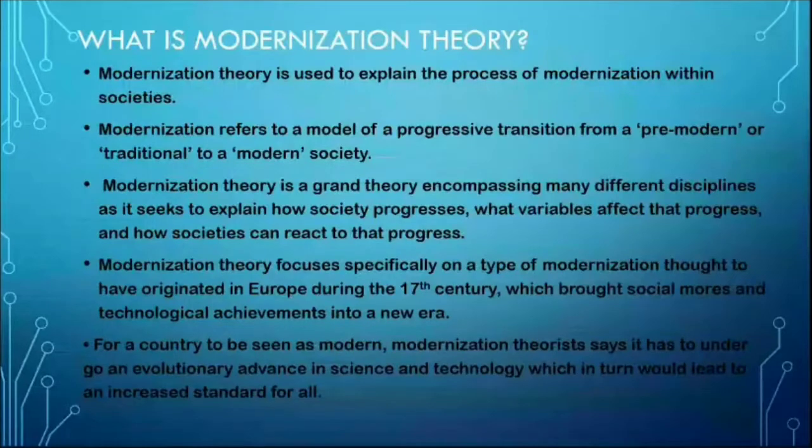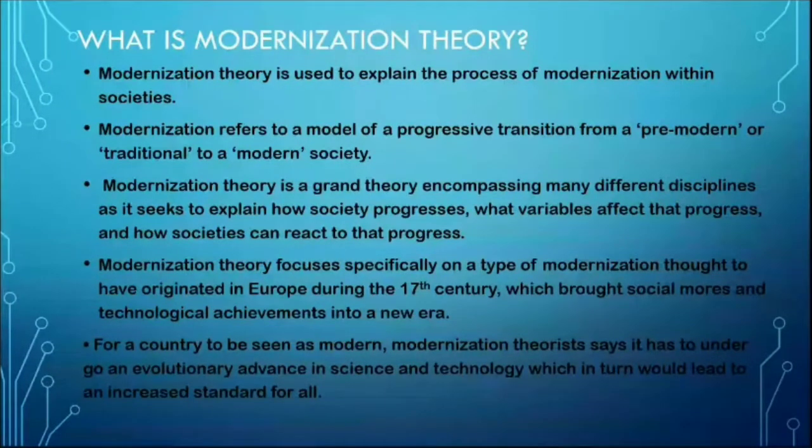What is modernization theory? Modernization theory is used to explain the process of modernization within societies. Modernization refers to a model of progressive transition from a pre-modern or traditional to a modern society. Modernization theory is a grand theory encompassing many different disciplines as it seeks to explain how society progresses, what variables affect that progress, and how societies can react to that progress.